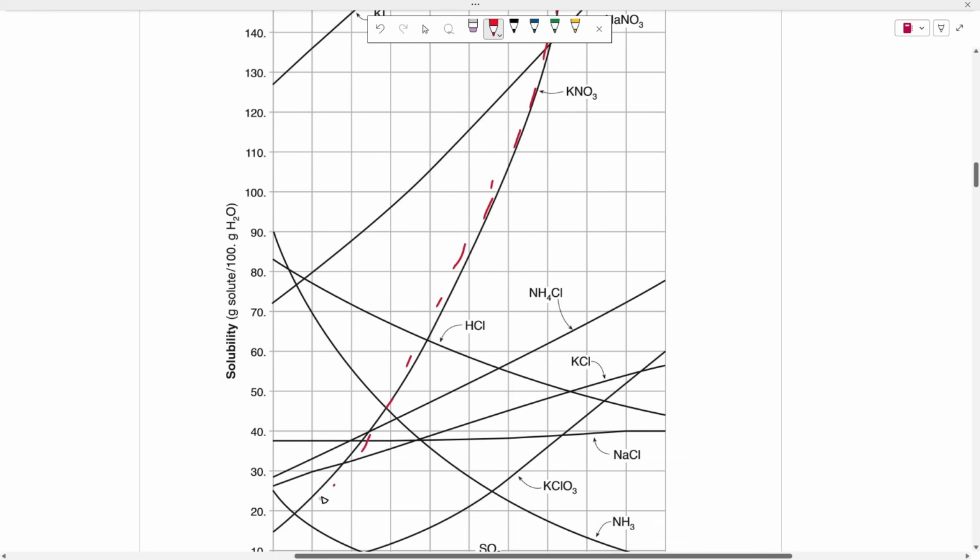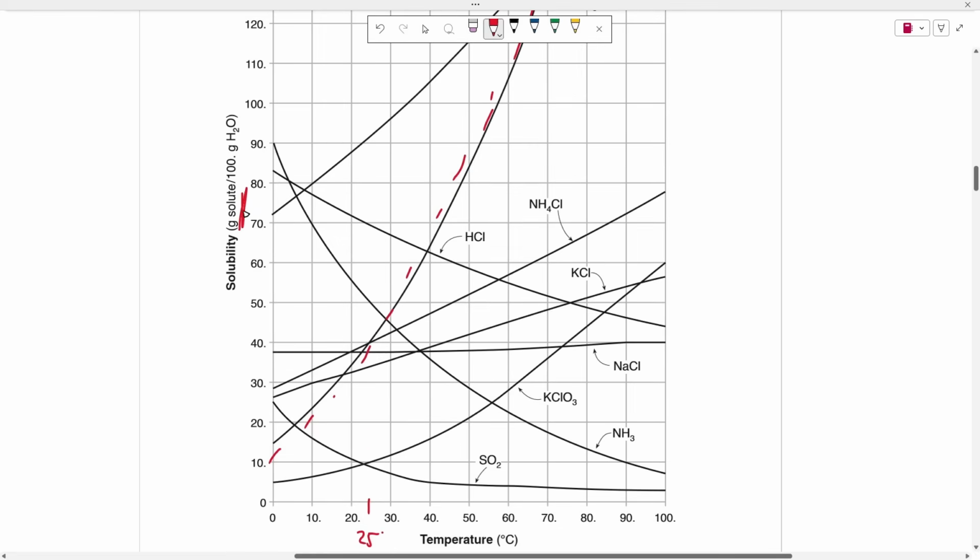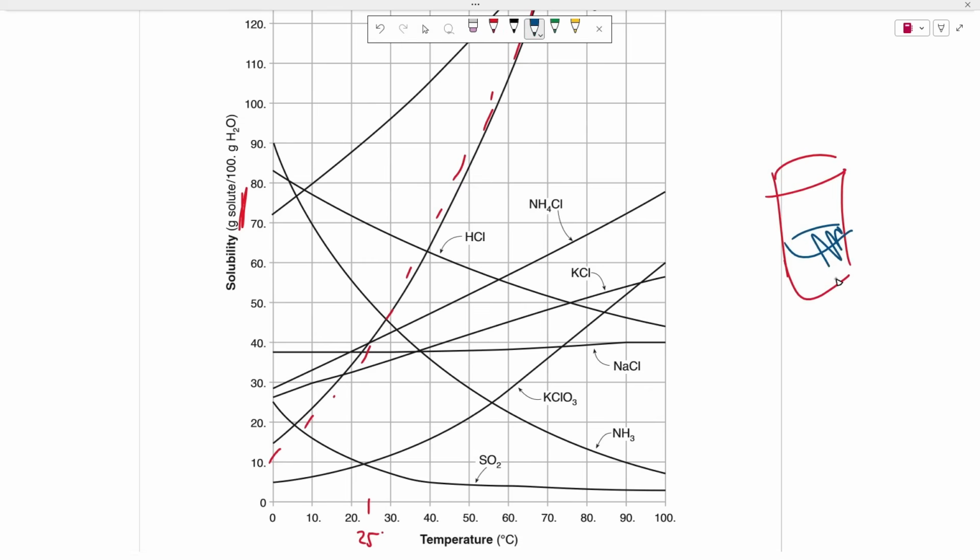So essentially, this plots temperature. We know that we're dealing with 25 degrees Celsius, which is right here. And it's dealing with grams of solute. All right, so if you have a solution, it's going to obviously be filled with a liquid. The liquid here is going to be what we call the solvent. And then you're going to add something to this solvent to create a solution.